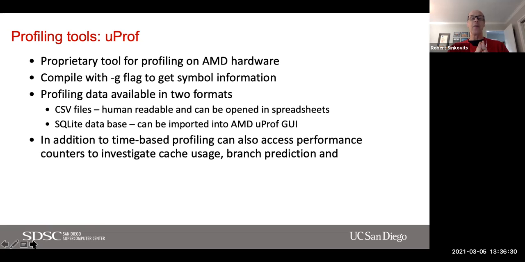Profiling data is available in 2 formats. It's output both as CSV files, so these are human readable, and they can be opened in spreadsheets, and also the profiling output is written into a SQLite database, which can then be imported into the AMD uProf GUI. So in addition to time-based profiling, which is essentially what Gprof is doing, giving you a breakdown of time spent in each function or routine, it can also access performance counters to investigate cache usage, branch prediction, and something got cut off there. I think it was also instruction usage.